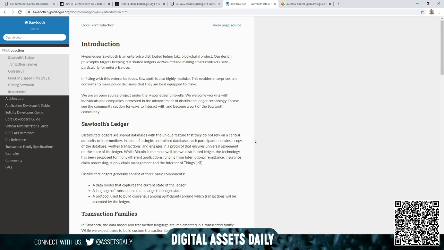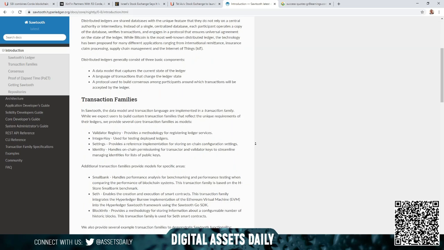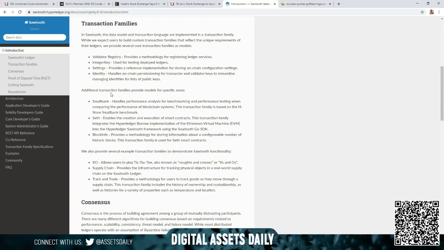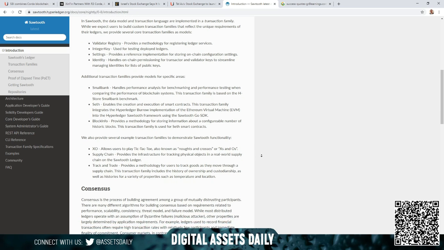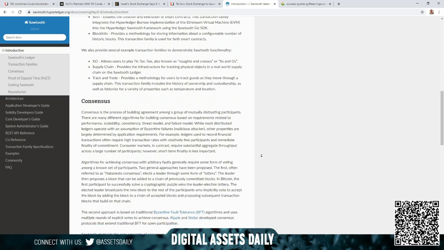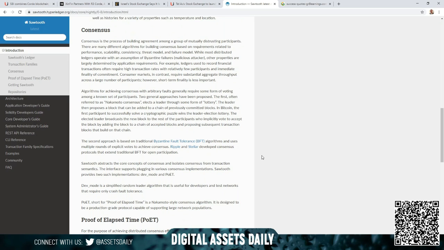And as we get down into the discussion of the Sawtooth, we're going to point out a few important areas. Additional transaction families provide models for specific areas, and as we get into the Seth, it enables the creation and execution of smart contracts. And this transaction family integrates the Hyperledger Burrow implementation of the Ethereum virtual machine, the EVM, into the Hyperledger Sawtooth framework using the Sawtooth Go SDK. And then let's scroll down into a different section here. And the second approach is based on traditional Byzantine fault tolerance, BFT, algorithms, and uses multiple rounds of explicit votes to achieve consensus. Ripple and Stellar developed consensus protocols that extend traditional BFT for open participation.